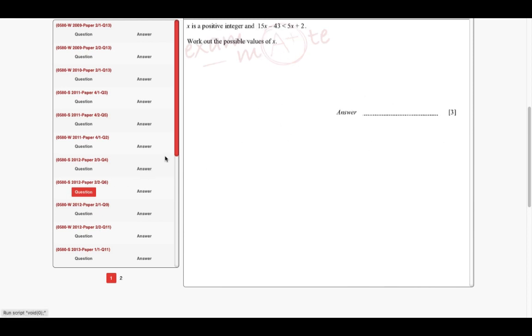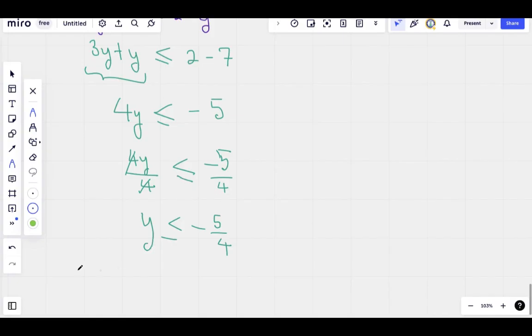Okay, another question. x is a positive integer and 15x minus 43 is less than 5x plus 2. Work out the possible values of x. x is a positive integer, so meaning when you finish solving this, you can list out the integers. Question number 13.